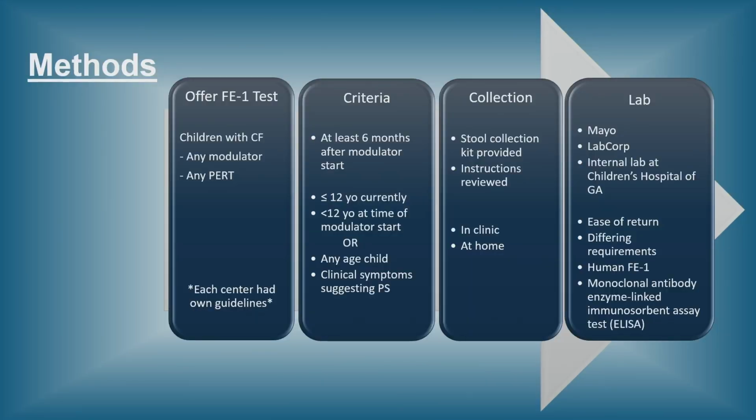So what was happening at these 3 centers is that we were offering elastase testing to children with CF who are on any modulator and any PERT therapy, even though the guidelines differed slightly at each center. They were on modulator for at least 6 months, and then they were either less than 12 years old at the time of testing or less than 12 years old when they started their first modulator. But we also had this caveat that we could offer this to any child at any point who happened to show some symptoms of possible pancreatic sufficiency. Either they had pancreatitis or they were skipping their enzymes with no GI or steatorrhea symptoms.